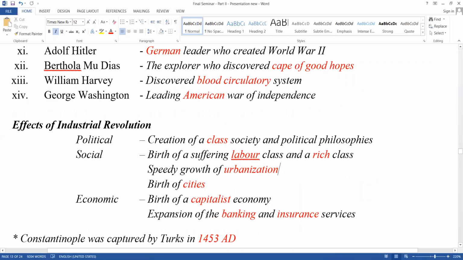So these are the economic effects. A capitalist economic order was introduced. What is a capitalist economic order? A capitalist economic order means a trade economy.